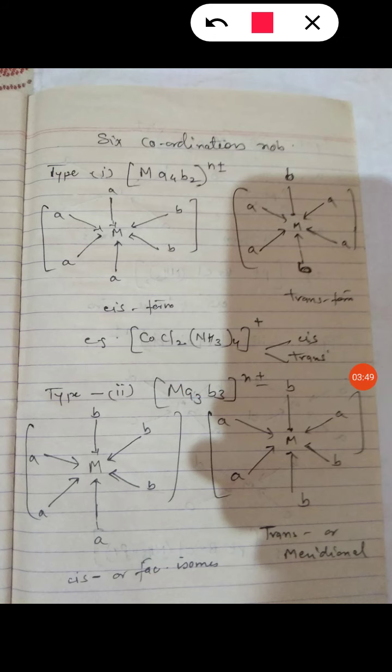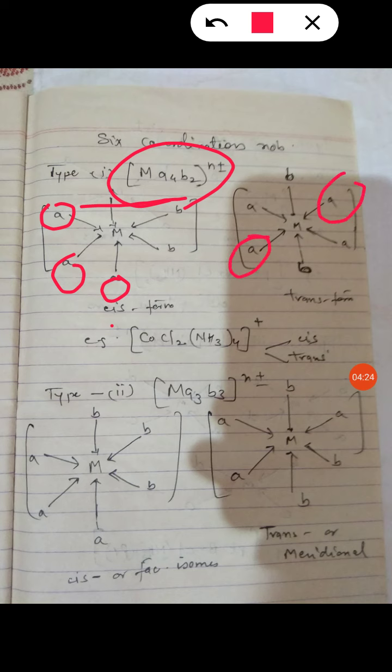Now here there are 6 ligands. They are represented in geometrical isomerism as you see here: Ma4B2. Ma4B2 means there are a total of 6 ligands. So metal M is linked with AAAA, and then BB are on the same side, then it is said to be cis. Similarly here, metal with AA, but there is a B ligand in between, so that is said to be trans isomerism.